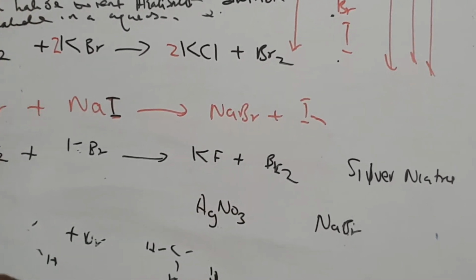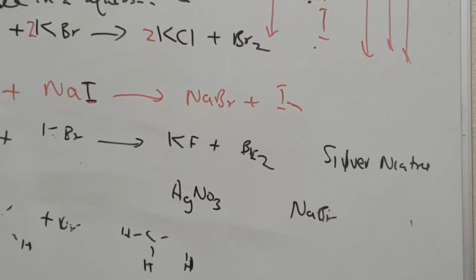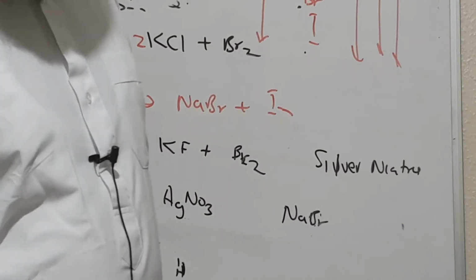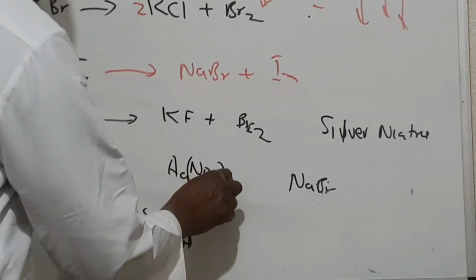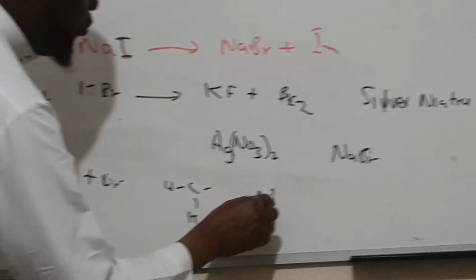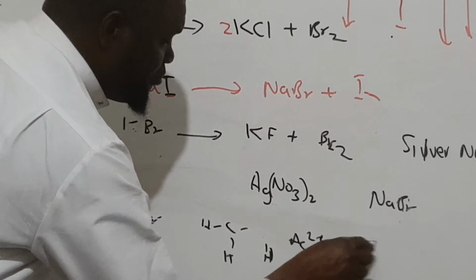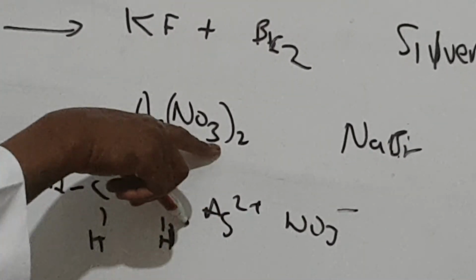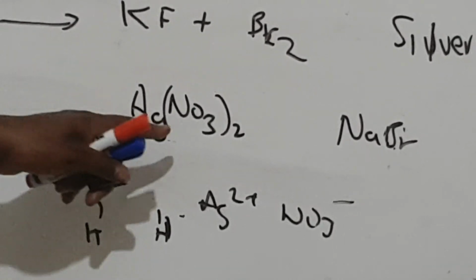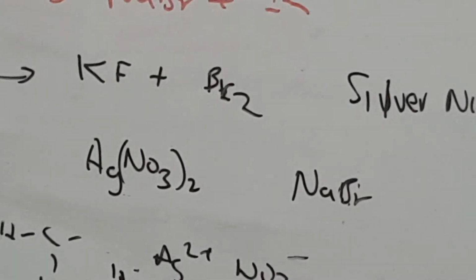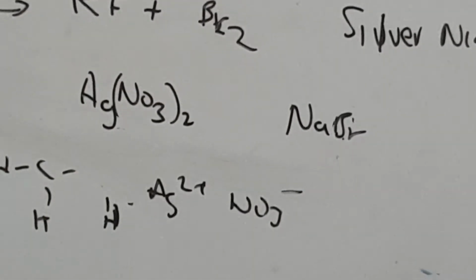Which group is silver? It's a transition metal, but what is the valency? Look at the periodic table. Silver, Ag. Silver nitrate, okay? Remember, if it is Ag 2 plus and NO3 minus, you need two NO3 in it. That's why I have 2 NO3 in it. Now, if you add silver nitrate to a compound containing a bromide, you will have displacement.